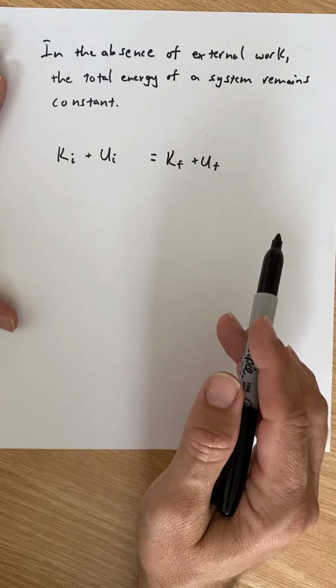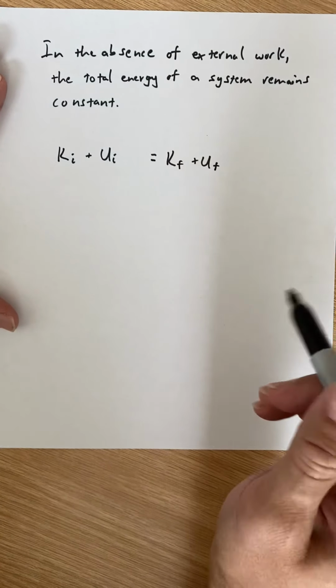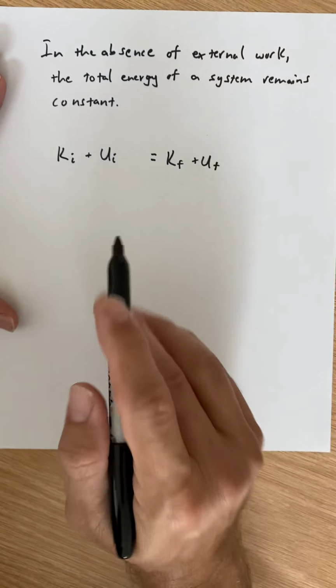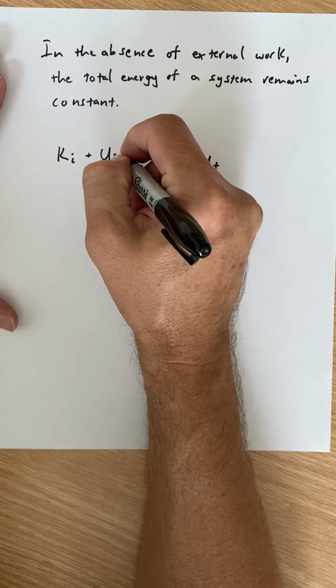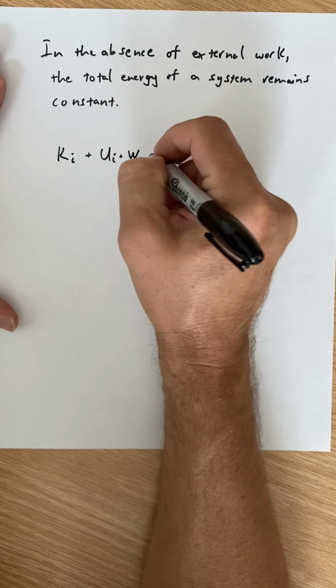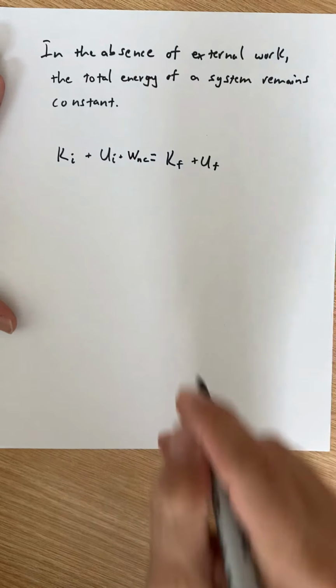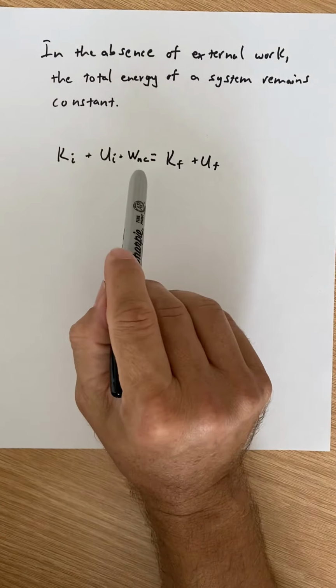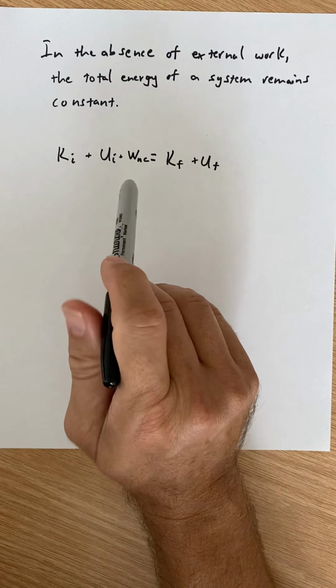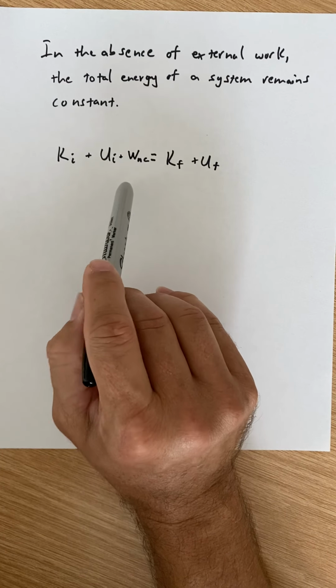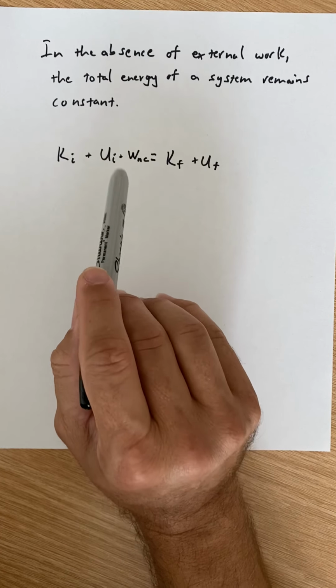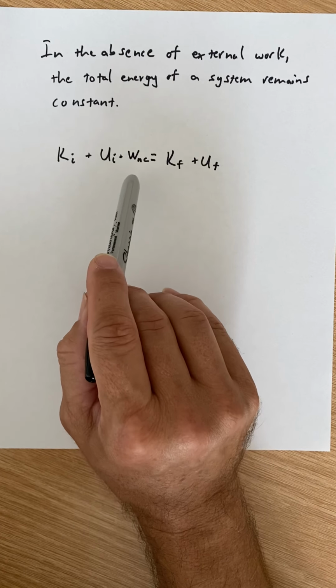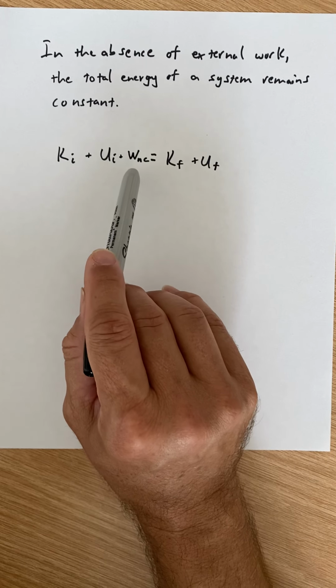Now, of course, we're going to see lots of systems where there is external work. So I'm going to have to include a term here to handle that. And this is the term I'm going to include: work due to non-conservative forces. We've seen that potential energy is associated with conservative forces. And so what I'm doing here is I'm taking into account any forces that can act in a system that do not have potential energy associated with them. The main culprit here is going to be friction.